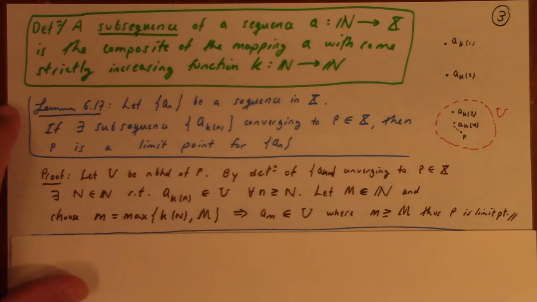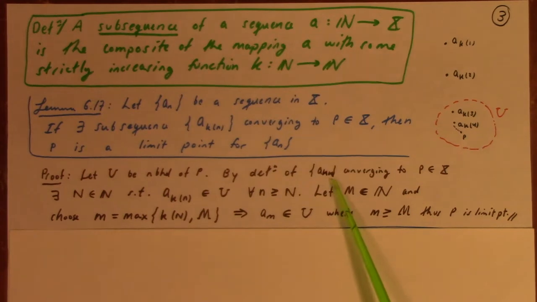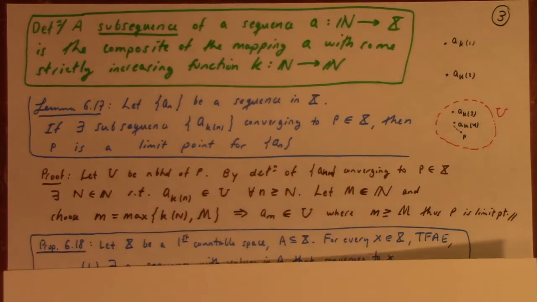All right, so here's a sketch of a proof. Let U be a neighborhood of P. By definition of the subsequence A sub k_n converging to P in X, there exists an N such that A of k_n is an element of U for all n beyond big N, right? So if we let m be an integer and choose m to be the max of k_N and m, then I say that implies that A_m is in the set U, and that suffices to prove that P is a limit point. So basically that.